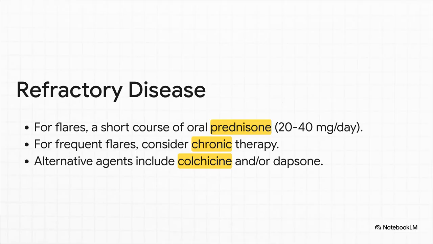And for those really tough cases that just aren't responding, a short burst of oral prednisone can be a total lifesaver during a bad flare-up. Now, if you find a patient needs this all the time, that's your signal to think about a chronic steroid-sparing agent, something like colchicine or dapsone, to finally break that cycle of severe flares.